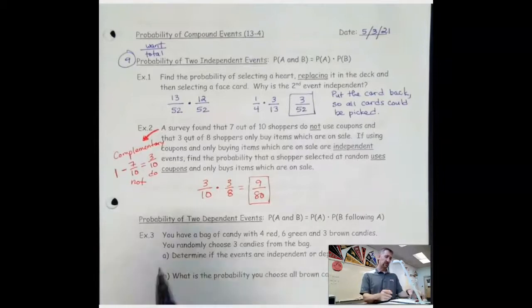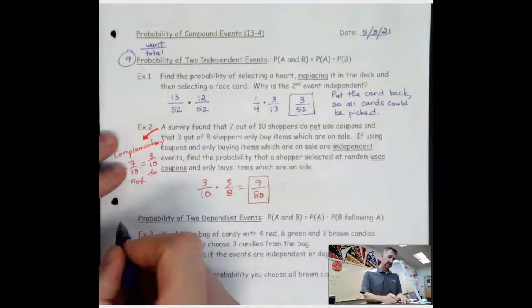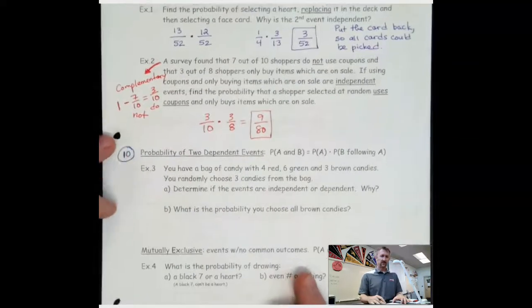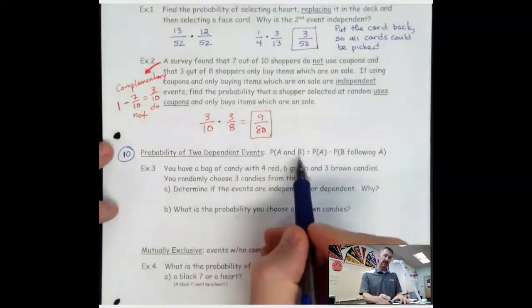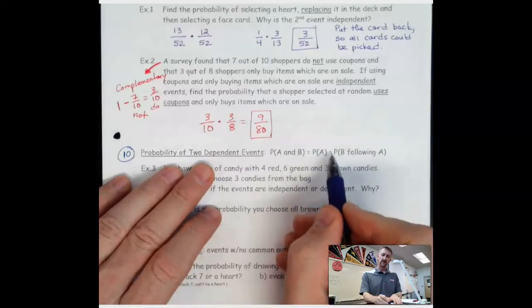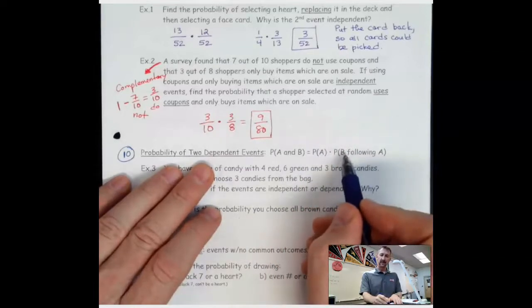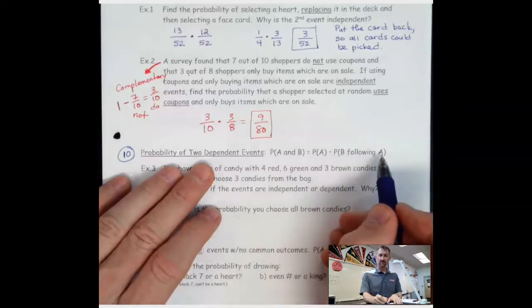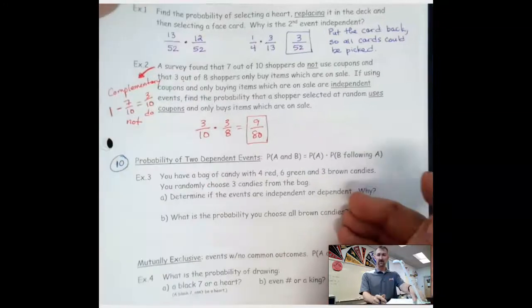All right, so now we're on to a new topic, kind of. That was 2 independent events. Now we're talking about dependent events. So this is our 10th topic. Okay? So now, if we want the probability of A and B, given that they're dependent, we have the probability of A times the probability of B happening after A, because A is affecting B.